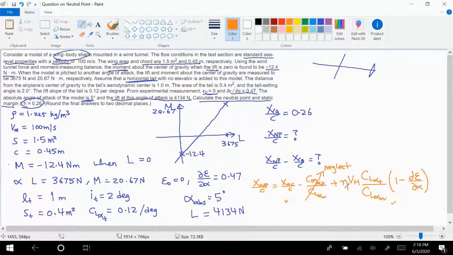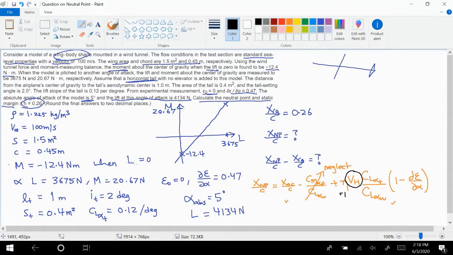Now, the tail efficiency factor, if it is not given to you, then it is safe to assume that it is equal to 1, because even if we do not make that assumption, it only varies typically between 0.8 and 1.2. So eta equals 1 is a fair assumption in most general cases. So eta equals 1.